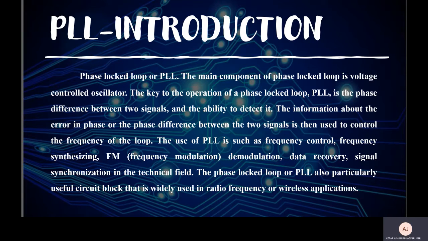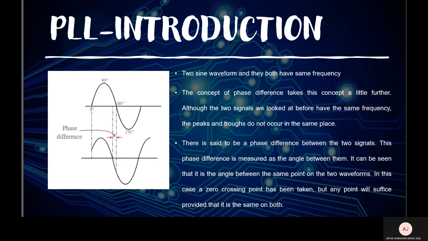Phase lock loop, or PLL, is a system that operates on the ability to detect the difference between two signals. The information about the error in phase difference between two signals is used to control the frequency. This system has a lot of applications, such as frequency synthesizing, FM demodulation, data recovery, signal synchronization, and others like radio frequency and wireless applications.